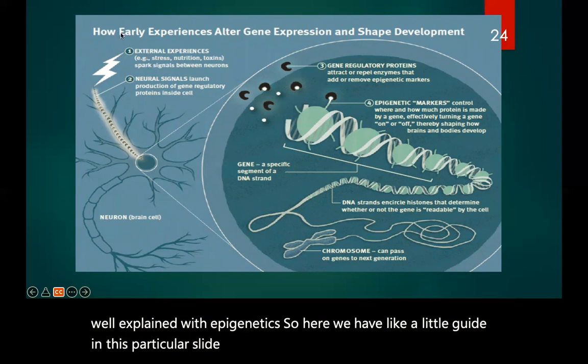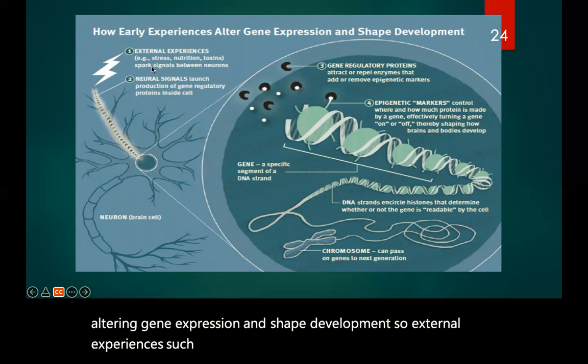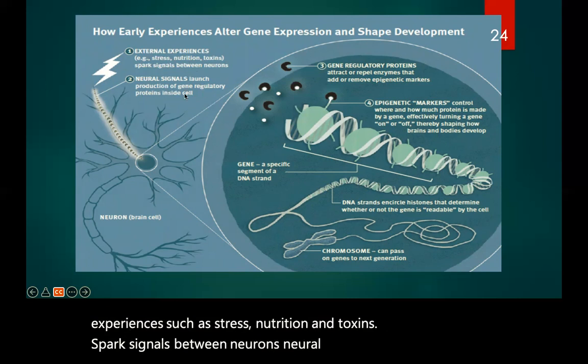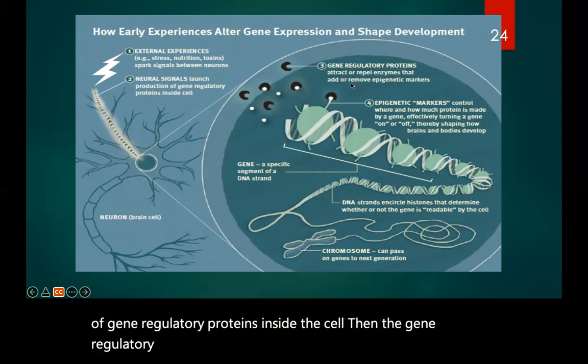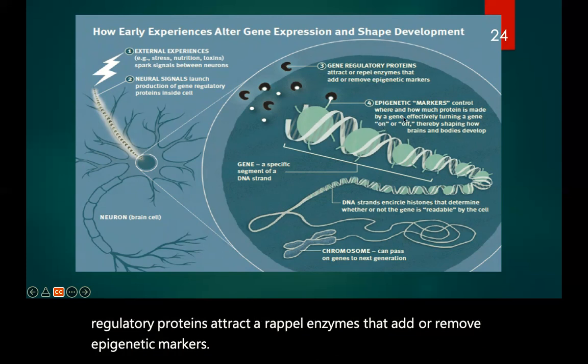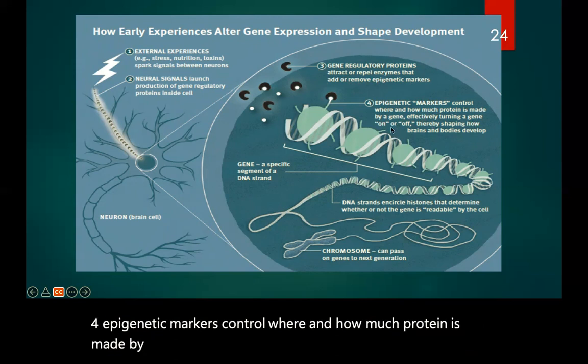One, early experiences alter gene expression and shape development. So external experiences such as stress, nutrition, and toxins spark signals between neurons. Neural signals launch production of gene regulatory proteins inside the cell. Then the gene regulatory proteins attract or repel enzymes that add or remove epigenetic markers. Now, number 4, epigenetic markers control where and how much protein is made by a gene, effectively turning a gene on or off, thereby shaping how brains and bodies develop.